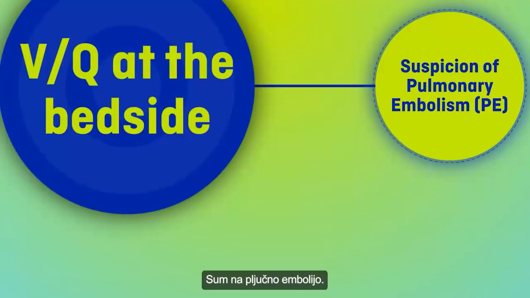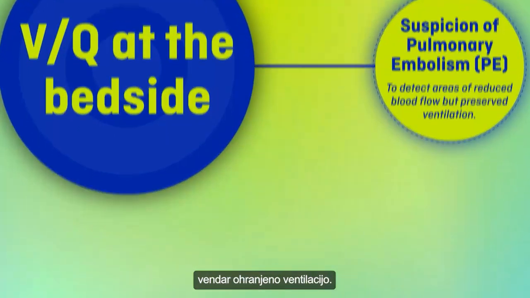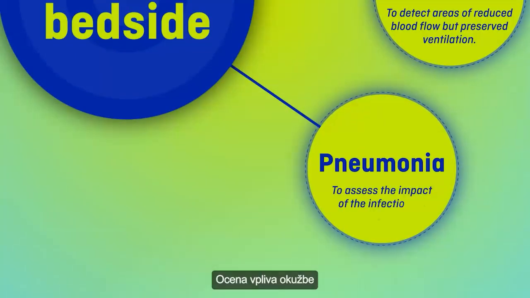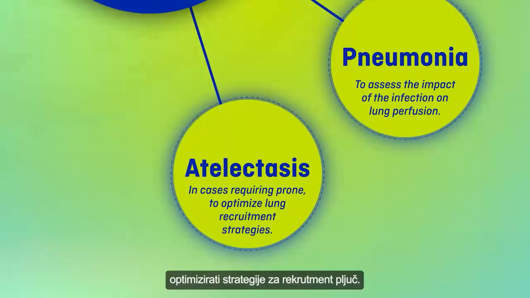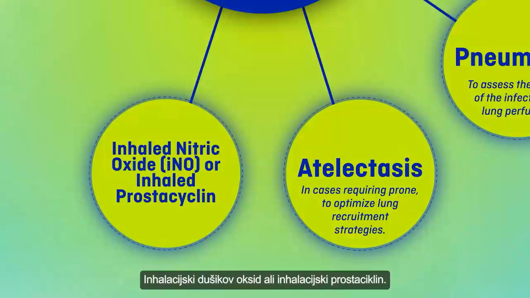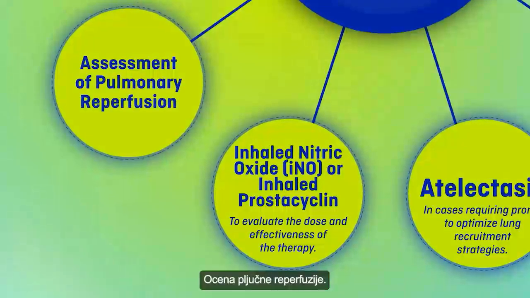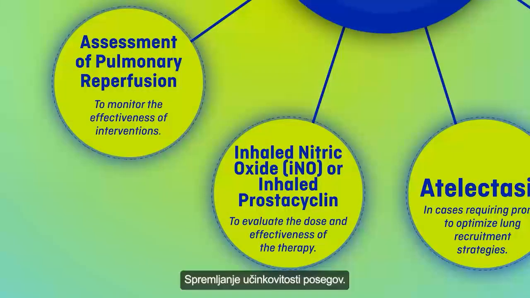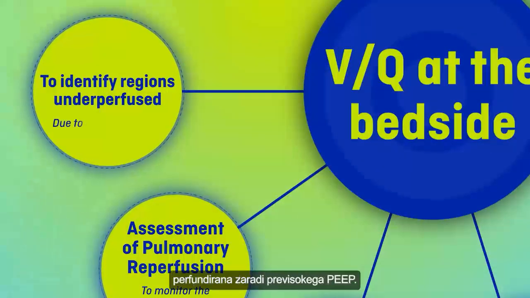Suspicion of pulmonary embolism, to detect areas of reduced blood flow but preserved ventilation. Pneumonia, to assess the impact of the infection on lung perfusion. Atelectasis, in cases requiring prone to optimize lung recruitment strategies. Inhaled nitric oxide or inhaled prostacyclin, to evaluate the dose and effectiveness of the therapy. Assessment of pulmonary reperfusion, to monitor the effectiveness of interventions. To identify regions underperfused due to excessive PEEP.